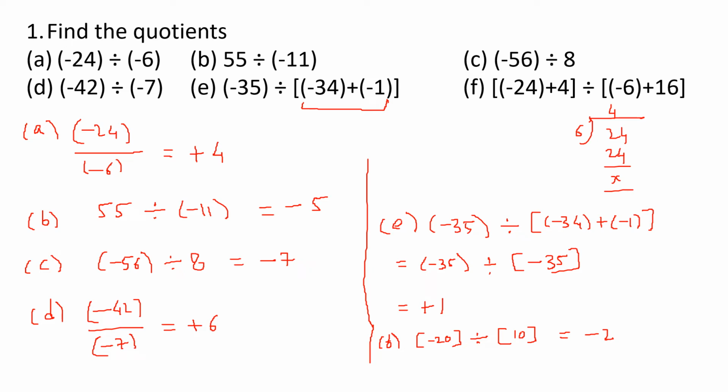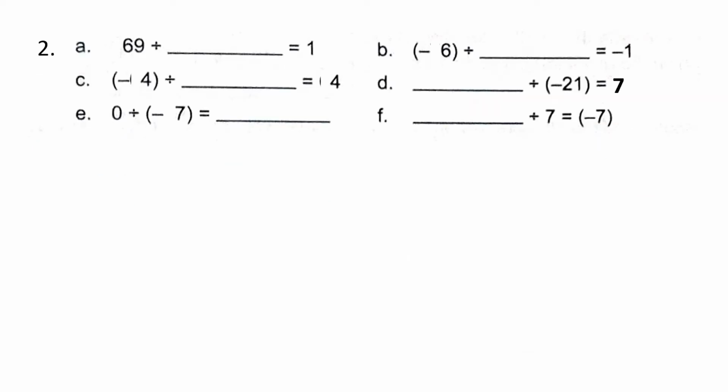You can do similar questions yourself. Now question number 2 is fill in the blanks. So we can use the properties of integers. For example, let us solve the first one. It says 69 divided by, this is the divided by symbol. 69 divided by what gives you 1? You remember the basic property: if you divide a number by the same number, the answer will be 1. So obviously here the answer is 69. So 69 divided by 69 gives you 1.